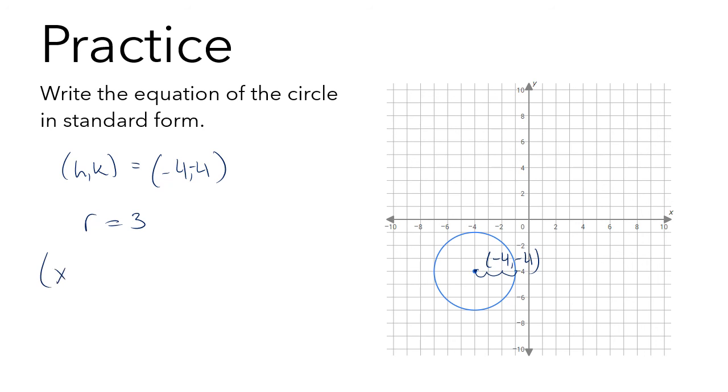Now I can write my equation. x minus -4, which would be x plus 4, squared. And the same thing for y. Equals 3 squared. Well, 3 squared is 9. So this is my final equation.